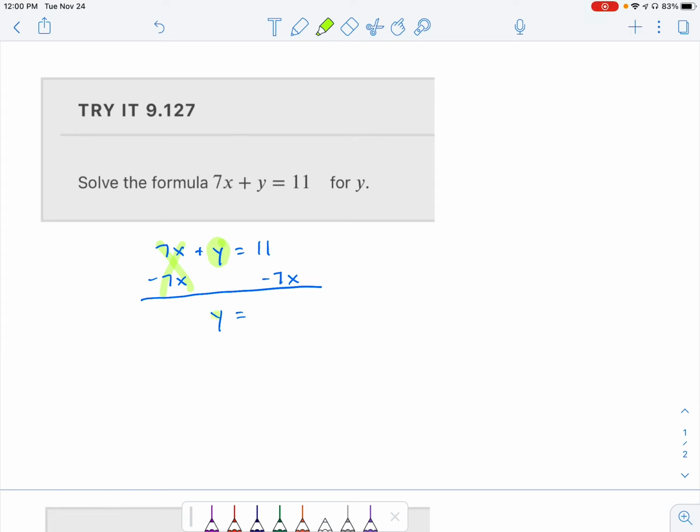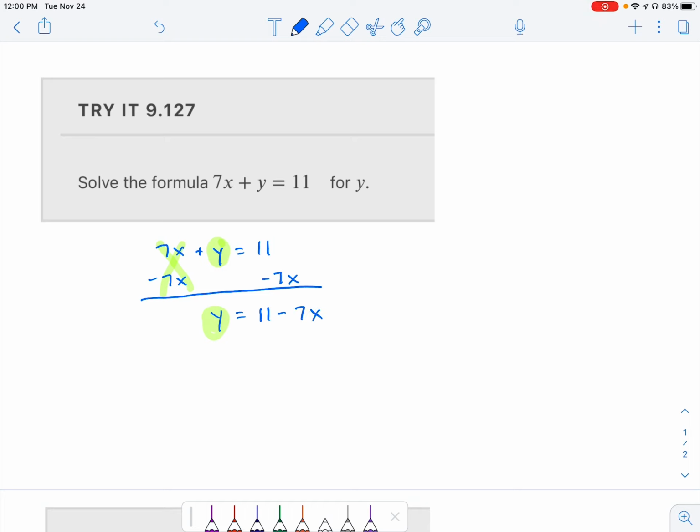And then on the right-hand side, again, I don't know what x is equal to, right? So I can't do 11 minus 7 here, because that 7 is attached to an x. And these are not like terms. 11 and 7x cannot be added or subtracted. So what I'm going to do is I'm going to just write 11 minus 7x.